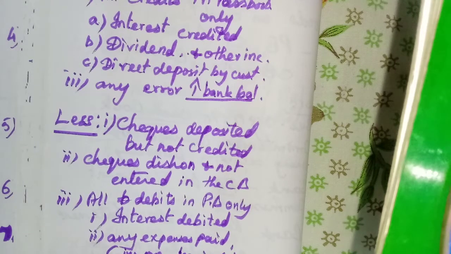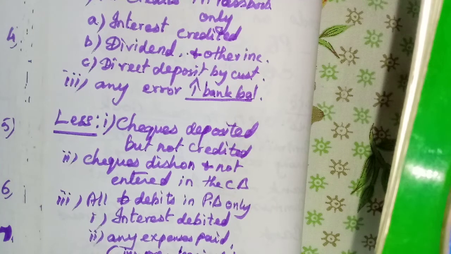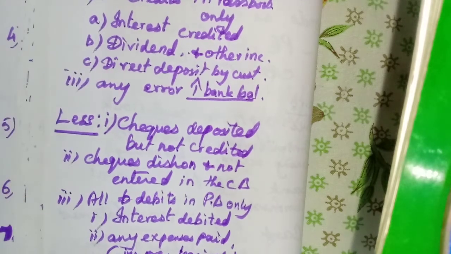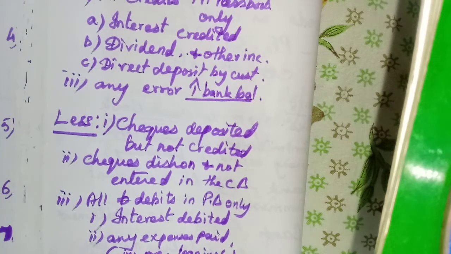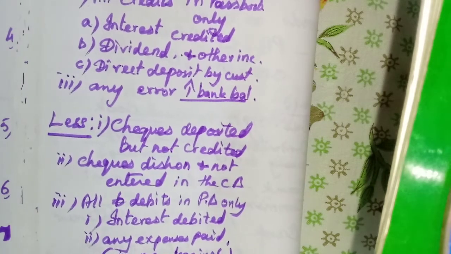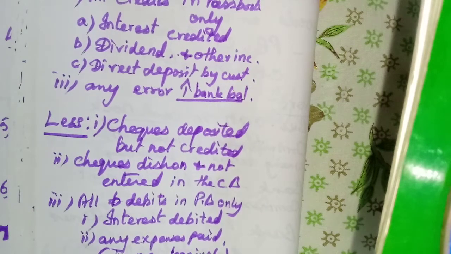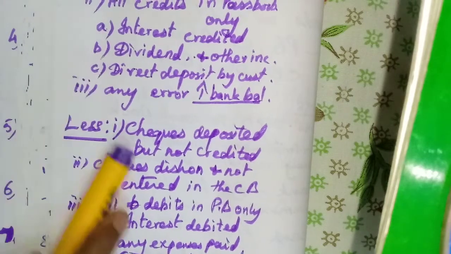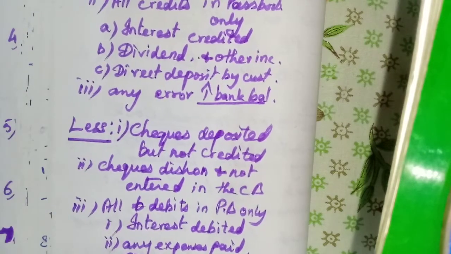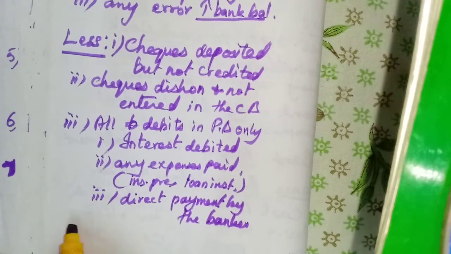Then any direct payment by the banker. Here direct deposit by the customer, no? Then any other direct payment by the banker. If you study the first one, what should be added, then you can write the opposite here. Okay.